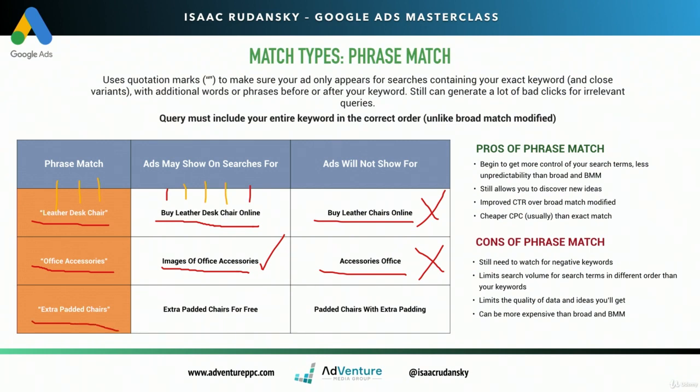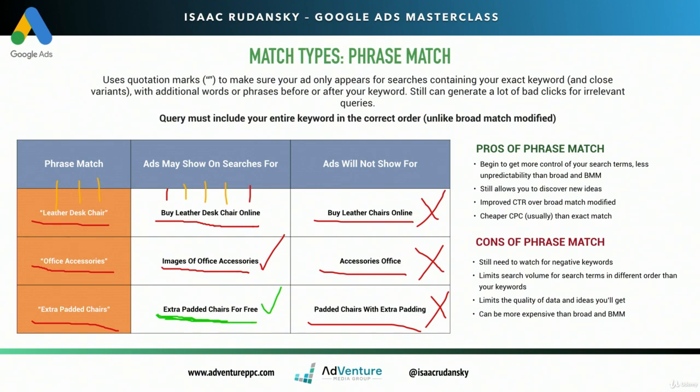"Extra padded chairs," enclosed in quotation marks, is a phrase match keyword. "Extra padded chairs for free," that's good to go because even though "for free" is probably not a search term that I want to bid on, since somebody's clearly looking not to pay me, it's still going by the rules of phrase match because extra padded chairs is in that search term in the correct order with all the words. "Padded chairs with extra padding" will not show because while it has all the right terms, it has extra padded in front of chairs, so it's again not in the appropriate order.